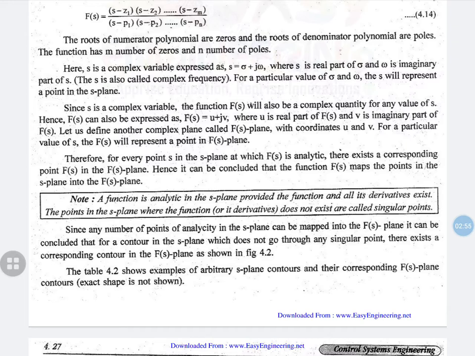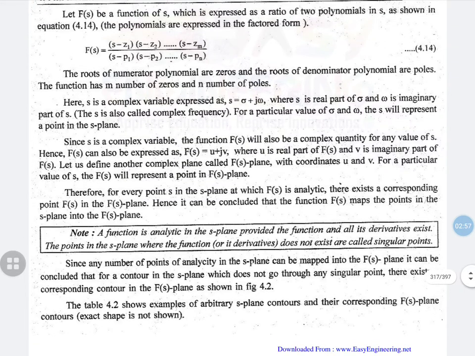So the basic thing is that we have to map this s and f of s. We are considering two domains, the s domain and the f of s domain. We are mapping the function in the s domain and the f of s domain, and comparing both these expressions. This is what we are doing.